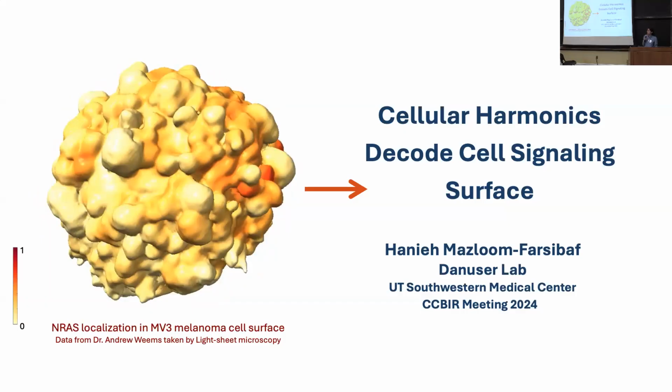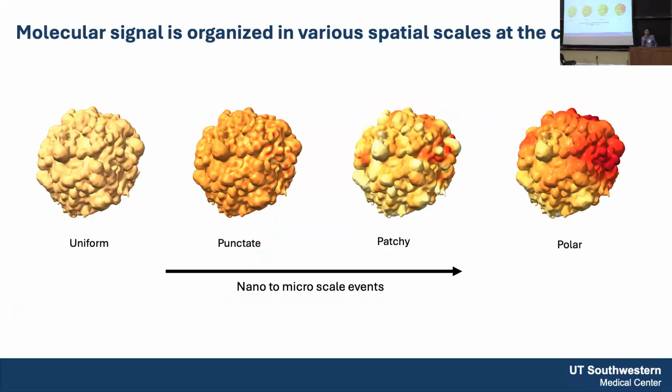Here we visualize the NRAS localization in melanoma cancer cells that have the NRAS mutation. The way NRAS is organized at the cell membrane is critical for the survival signal. From decades of research in cell biology, we learned that how a membrane protein is organized at the cell membrane is really critical for cell function, for example, whether it is uniformly distributed or highly polarized. So quantifying this spatial scale in 3D is really challenging.